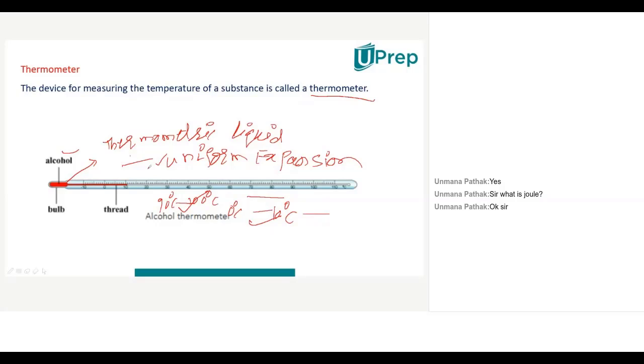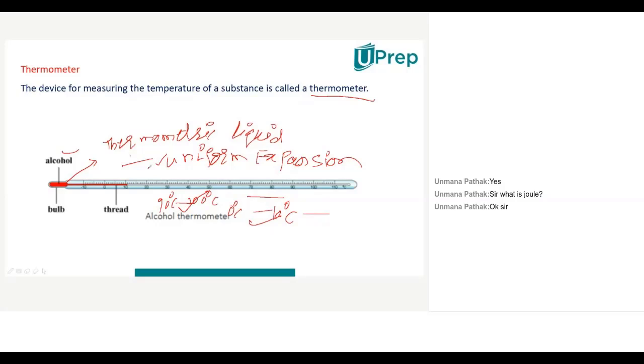Very good. That is the only principle. If anything is heated, definitely it will expand. Alcohol will expand, mercury will expand. So only one material is there which will actually contract when you are heating. All the materials will expand when you are heating, but only one will contract when you heat, and that too for a particular temperature. Do you know?